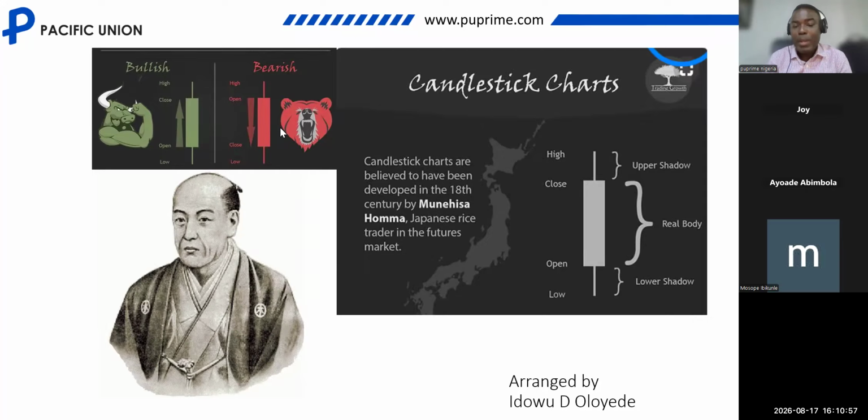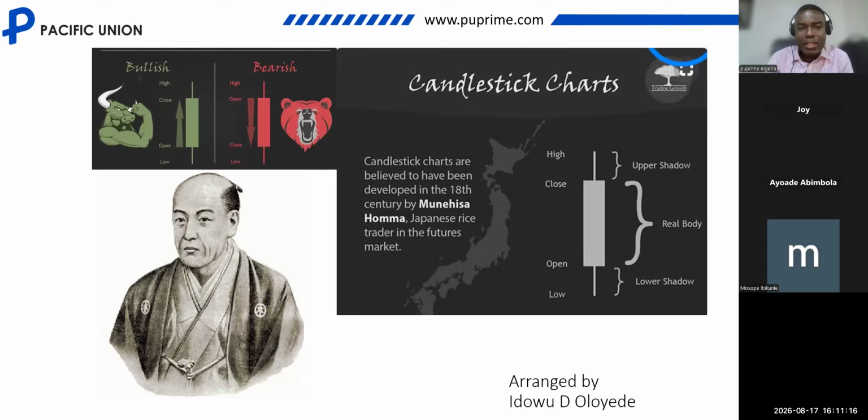And how do we represent this price movement on the chart? It's through what is called the candlestick. The candlestick is what we use to represent this price movement. So we have what is called the candlestick chart, on our MetaTrader, which is what we use in trading. We'll check it in the course of this training.